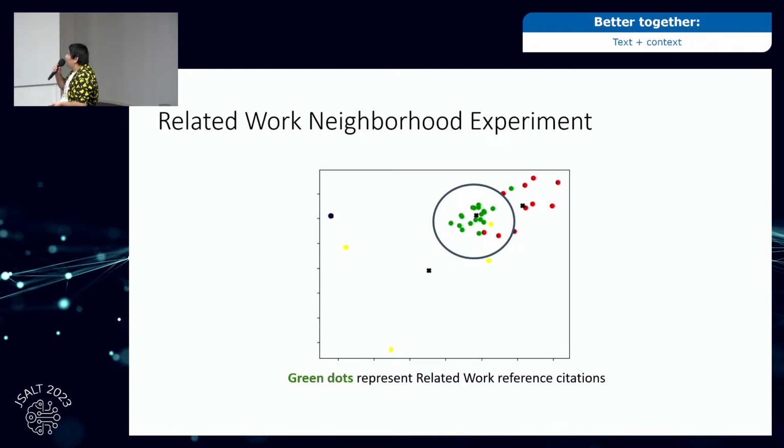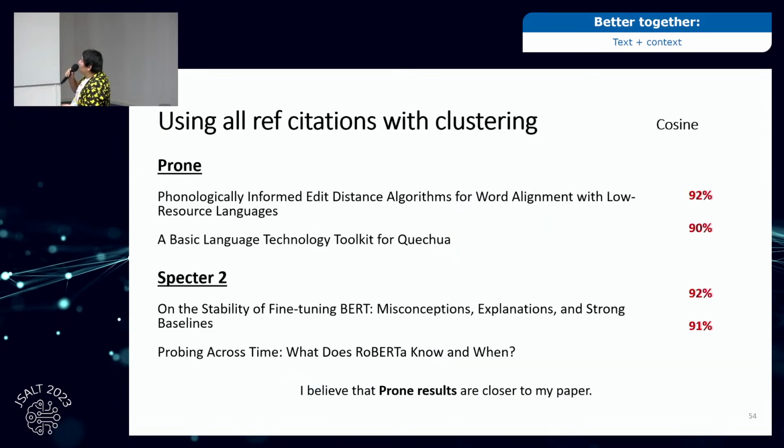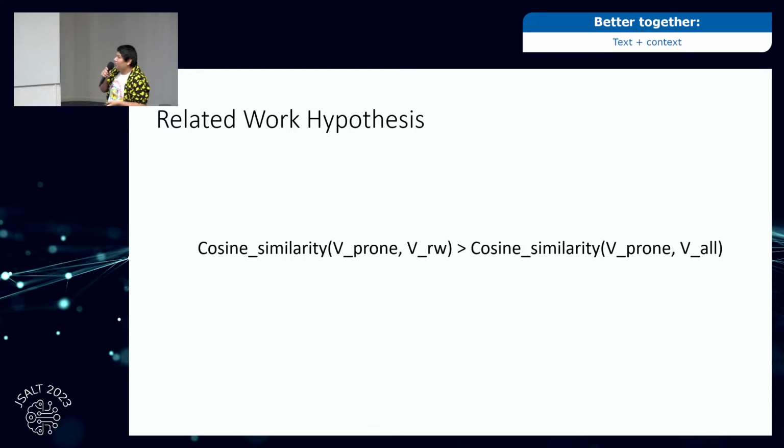Well, apply clustering. Clustering is a good way to get only related work references. Using only related work references, we got closer papers. For example, using PRONG, papers about low-resource languages are the closest, and a specific paper in Quechua. SPECTER2 only explains BERT and RoBERTa. It's only the mention of results, but it's better using related work than all references.